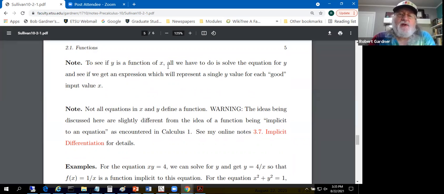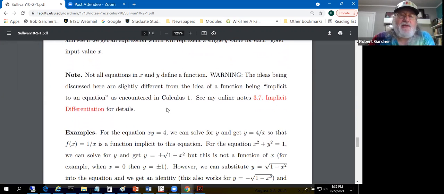To see if y is a function of x, all we have to do is solve the equation for y and see if we get an expression which will represent a single y value for each good input value of x, each x in the domain. I'll talk good and bad values, especially when we look for domains. A warning: not all equations in x and y define a function.